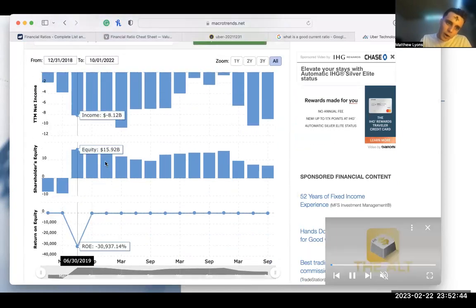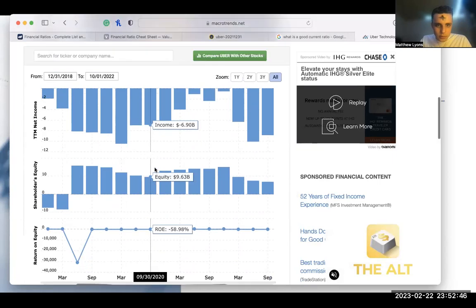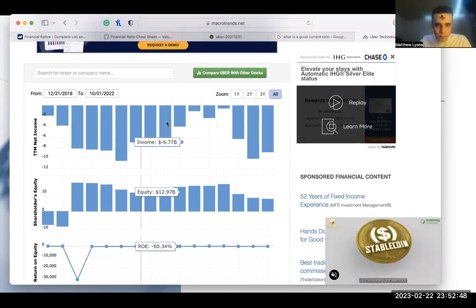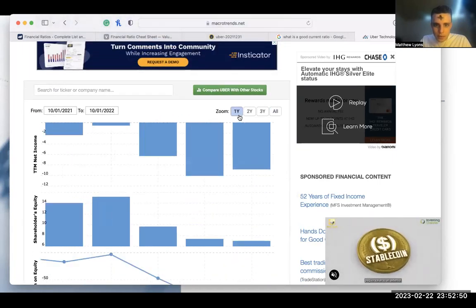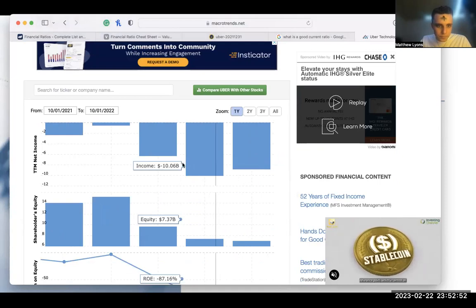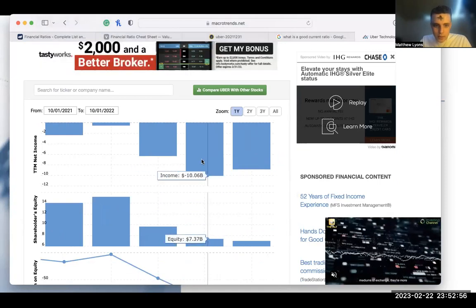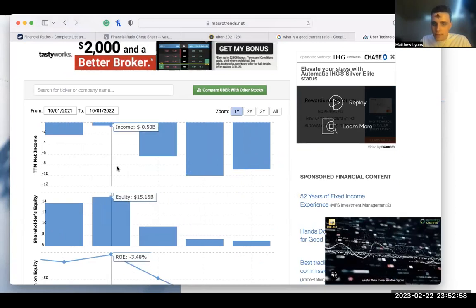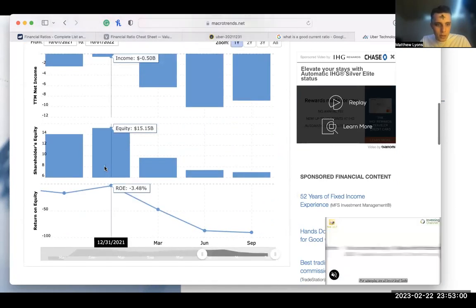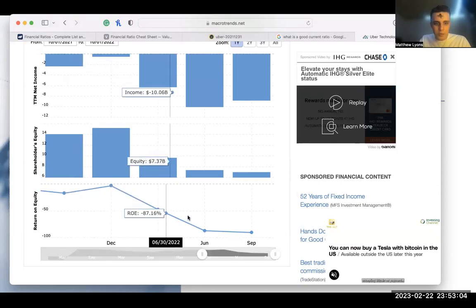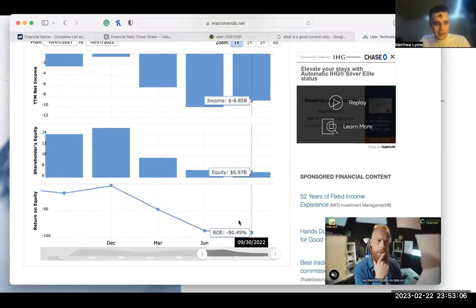Shareholders' equity. Oh wow, this is really nice. You can play around with this. Let's just look at the past year. Oh my gosh, my computer's lagging. Thanks, Apple. If this crashes, I'm going to be so upset. So the return on equity, they're not using those shareholders' money too well. It's not doing well, Uber.